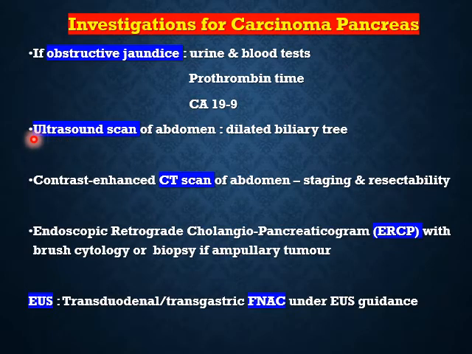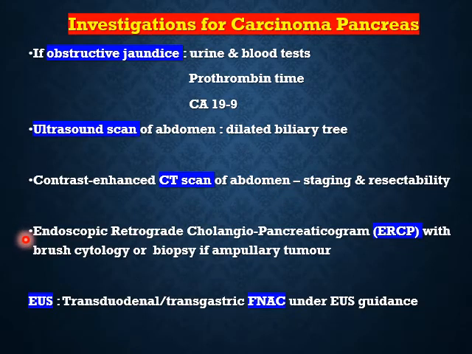Next, we come to ultrasound scan of the abdomen, mainly to look for dilated biliary tree, gallstones, and mass lesion in the pancreas. Next, contrast enhanced CT scan of the abdomen, which is one of the best methods of imaging for carcinoma of the pancreas. It is also helpful in staging and determining the resectability of the tumor.